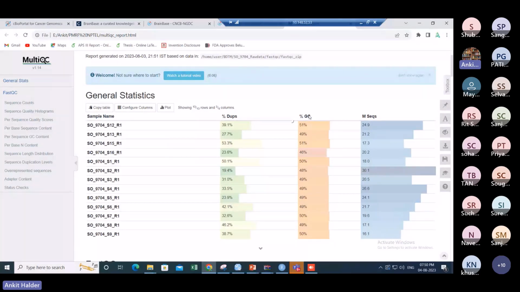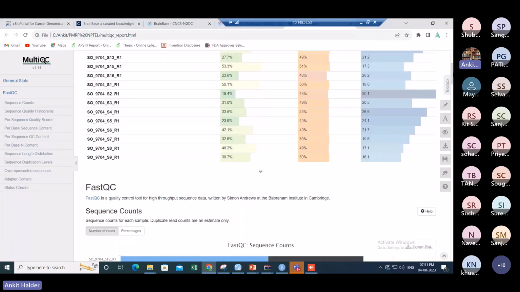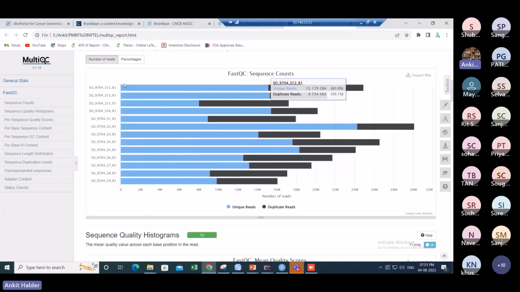Whatever number of data sets there are, if you want to go and analyze a particular data set, you can get it at a single place. So MultiQC helps us visualize all those things in a simple report, so that we do not need to check individually. Here, sample-wise, you can get the FastQC sequence counts, unique counts, duplicate reads, and it helps you visualize everything.